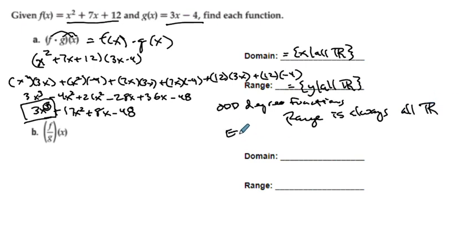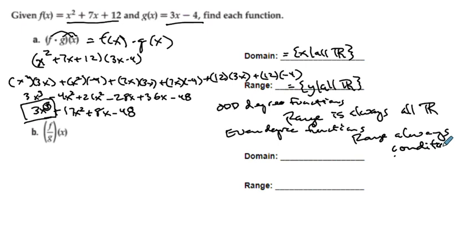And when you have even degree functions, so x squared, x to the fourth, your range is pretty much always going to be conditional. It's going to be dependent upon where the vertex is and how stuff like that works with one of your curves. And it's not going to include everything. But for odd, which this one is because it's the third power, it's always going to be all real numbers.